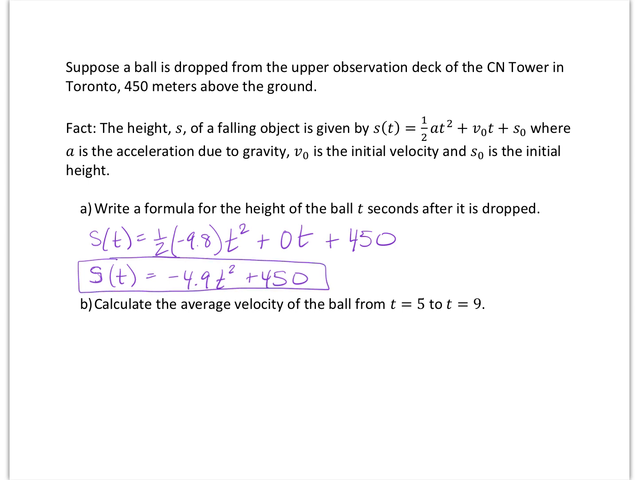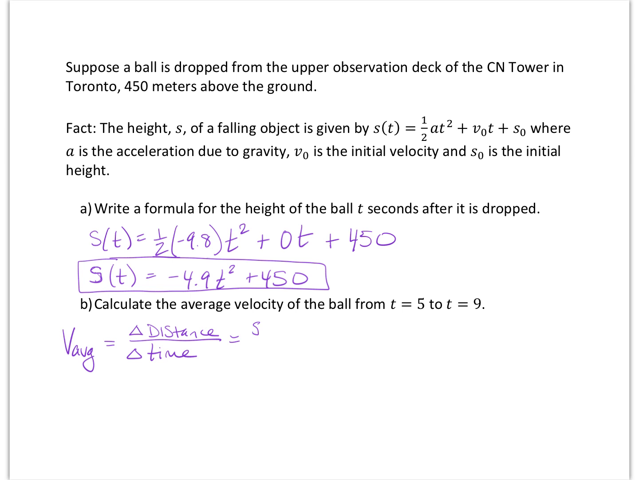Now we want to calculate the average velocity of the ball from t equals 5 to t equals 9. Average velocity is just change in distance over change in time. We have a formula for the distance the ball has traveled, or rather it tells us the height of the ball. So if I want to know the change in distance, I'll take the height at 9 seconds and the height at 5 seconds, and subtract them.